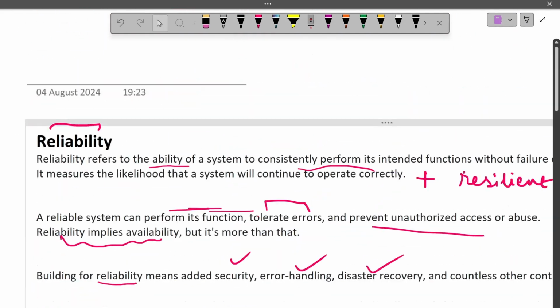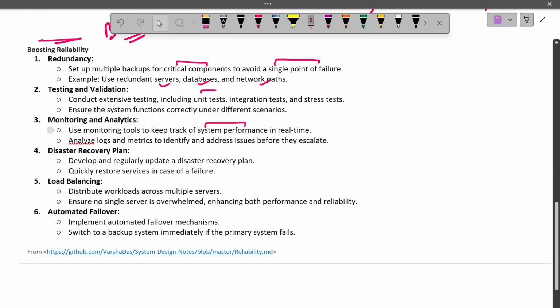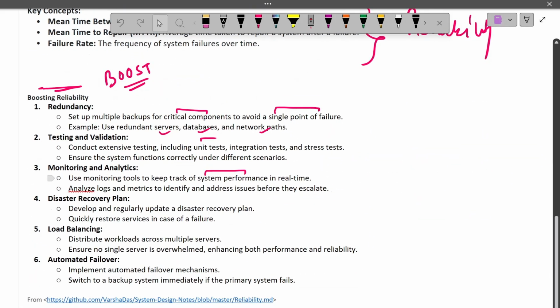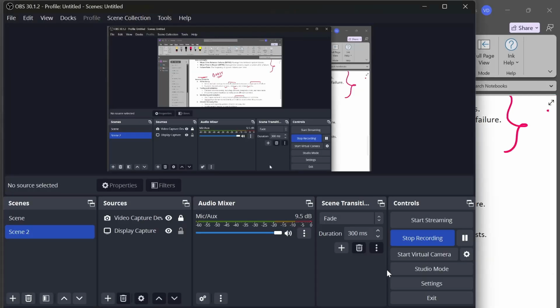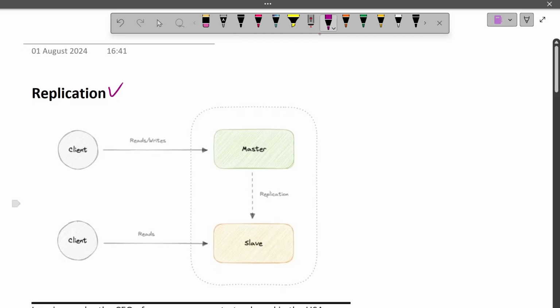Reliability is important. Why is it important? How do we guarantee reliability is what we have talked about. So moving on to the next topic. Now we will talk about replication.